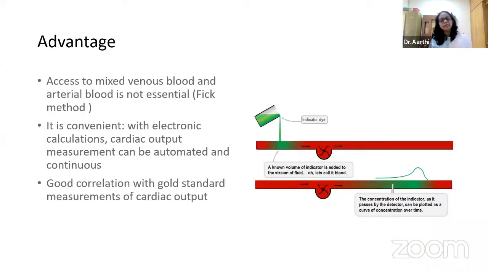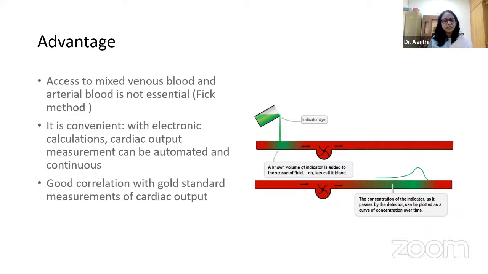So when an indicator dye is introduced into the system, a known volume of indicator is added to the bloodstream, and then at the distal end, the concentration of the indicator is plotted against time, and the area under the concentration curve, with the known concentration, lets one derive the cardiac output.